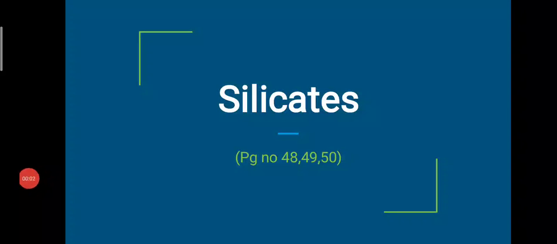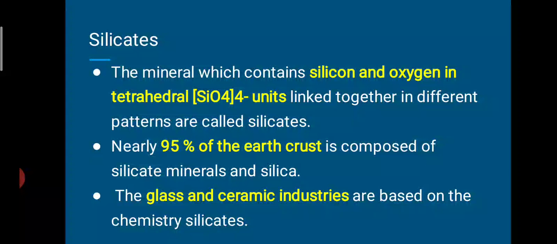So for silicates, you can refer to page number 48 to 50. Silicates are the minerals which contain silicon and oxygen in tetrahedral units, that is SiO4 4 minus units linked together in different patterns. We call it silicates.